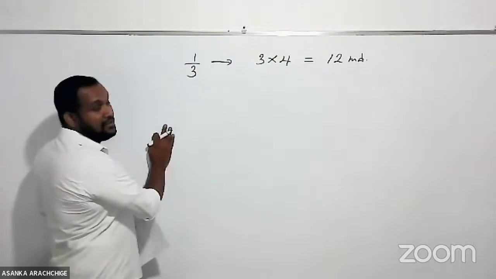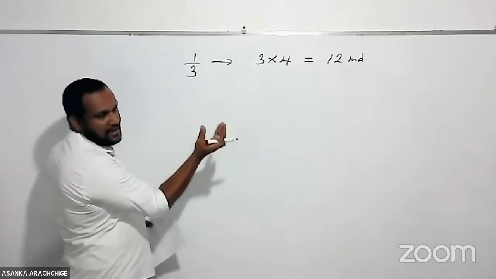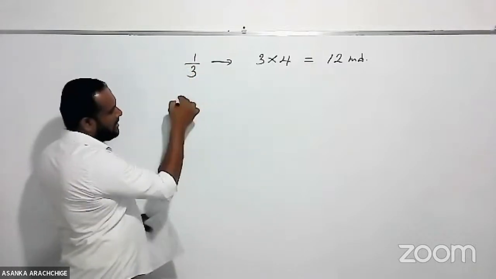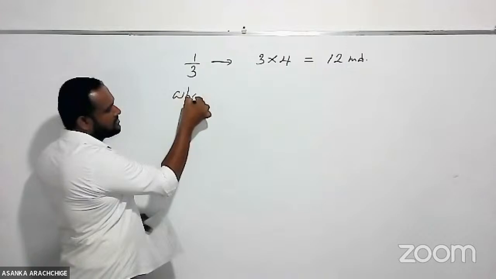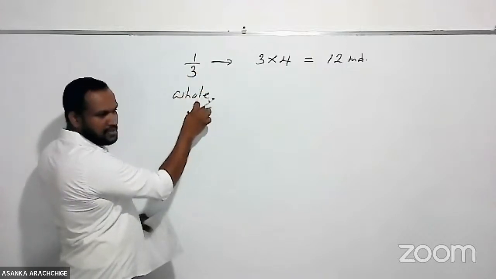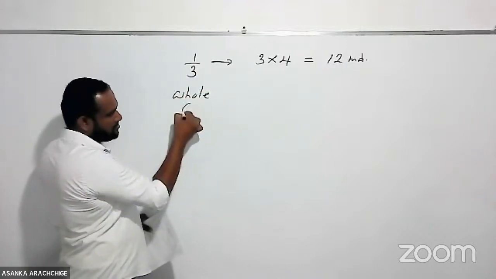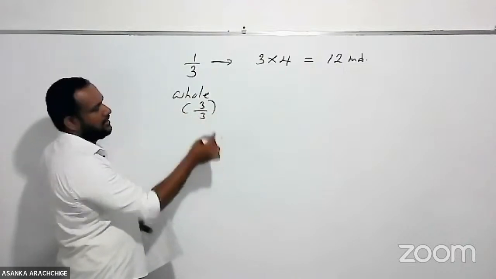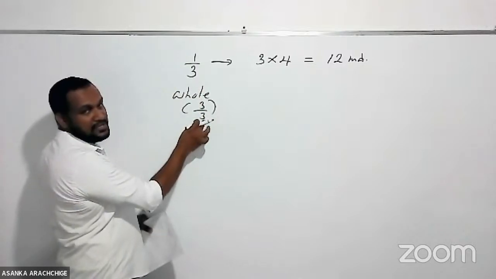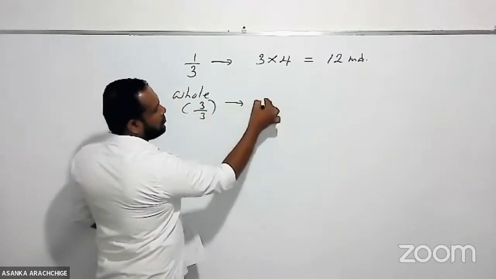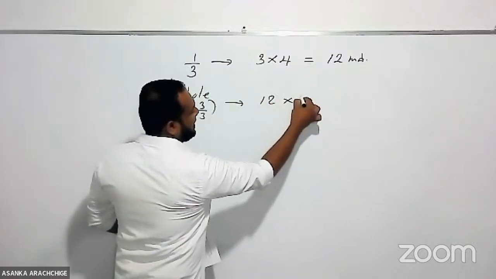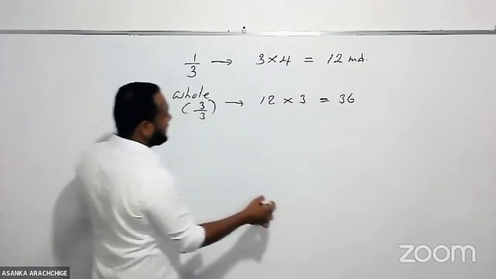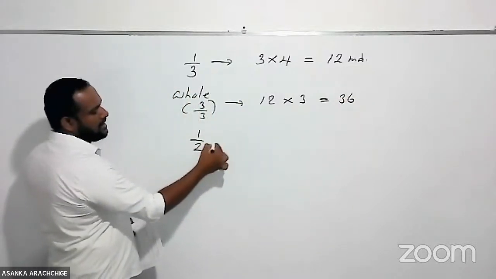From this we can get the total magnitude of this task in man days. The whole task means how much? 3/3. If 1/3 is 12 man days, then what is 3/3? 12 should be multiplied by 3. That is 36. Then how much is half the task?